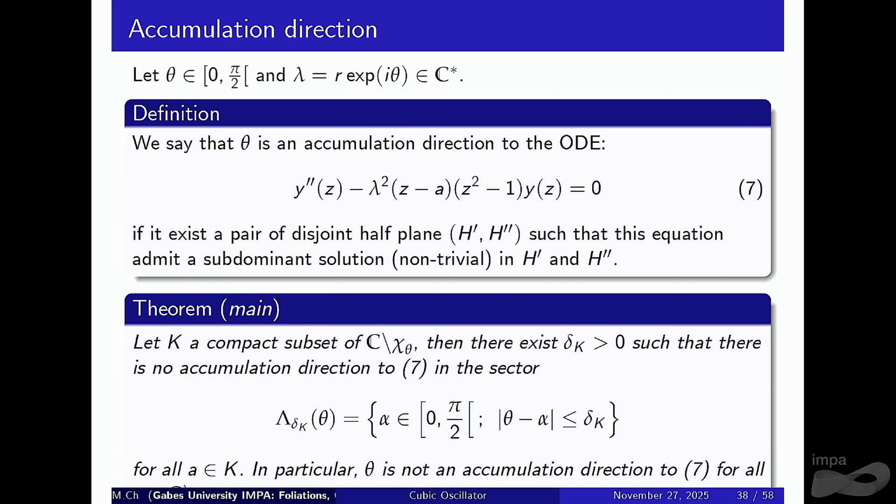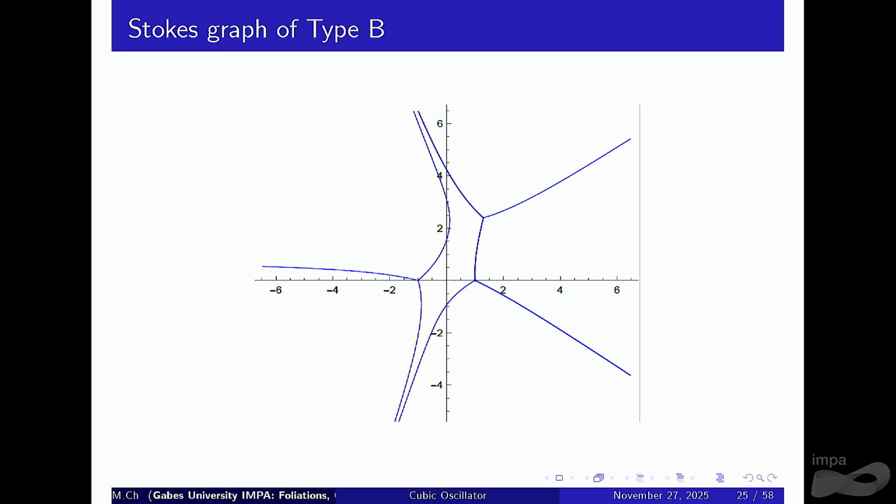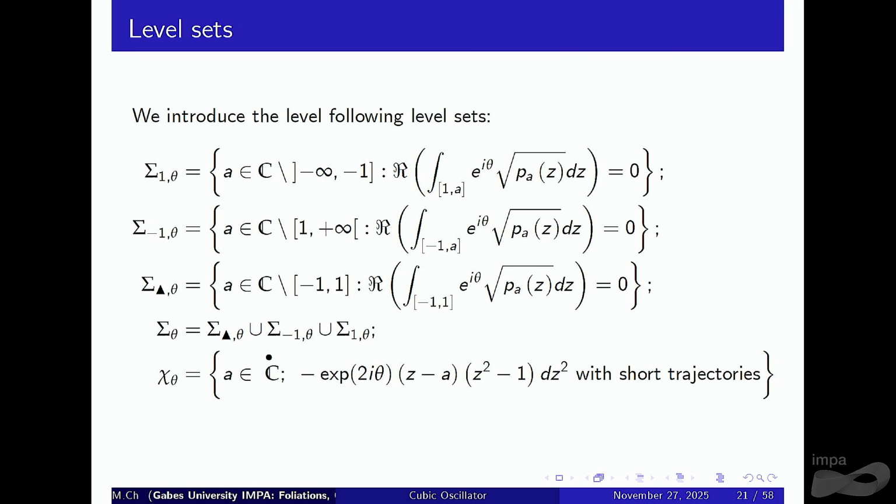So we go on. We will say that a direction theta is an accumulation direction of the ordinary differential equation if there exists a pair of disjoint half-planes such that this equation admits a non-trivial subdominant solution in these two half-planes. The first main result: let K be a compact subset of C minus. By the way, this set is introduced as the level set, here with short trajectory.